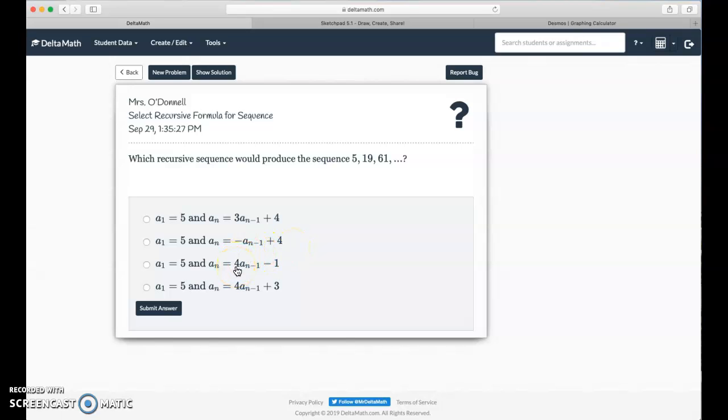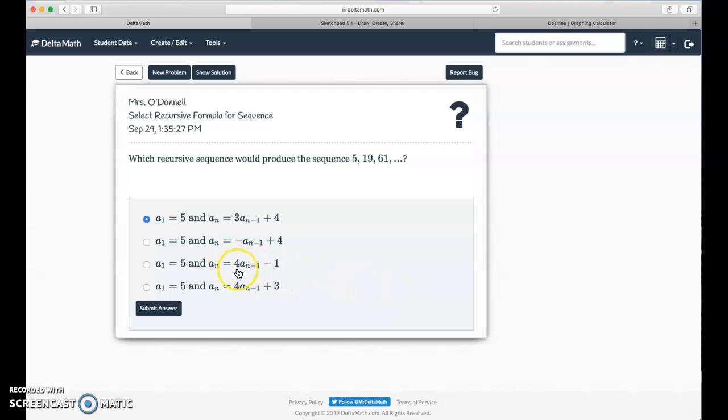5 times 4 would be 20, and then subtracting 1. Okay, so that one maybe worked. 5 times 4 would be 20, and then adding 3. That would give us 23, so the second one and the fourth one are out. So now we have the first option and the third option both working, so we have to check our next term, right? So we would do 3 times 19, which gives me 57, and then add 4, and hey, I got 61, so I think it's going to be this guy right here, this first one.